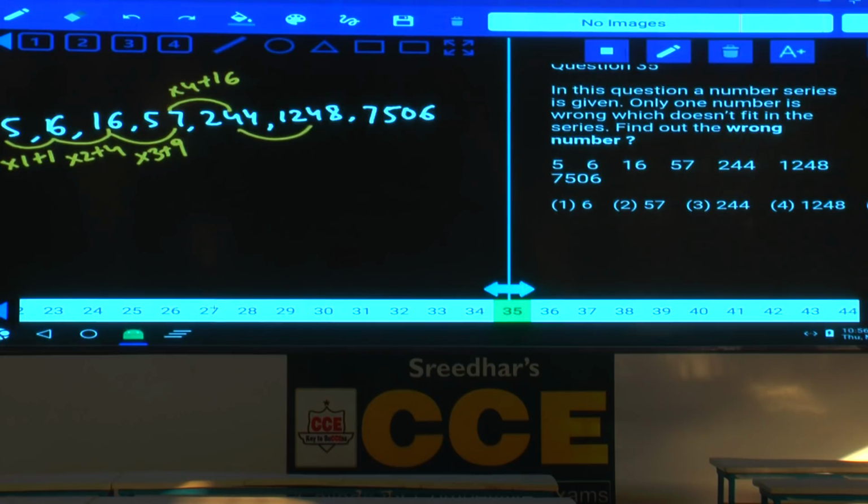Next one must be into 5 plus 25. What is 244 into 5? 1220 plus 25, 1245 is the correct number. The wrong number is 1248, the correct is 1245. And if it is 1245, into 6 plus 36. Done? Yes, what is the wrong number here?